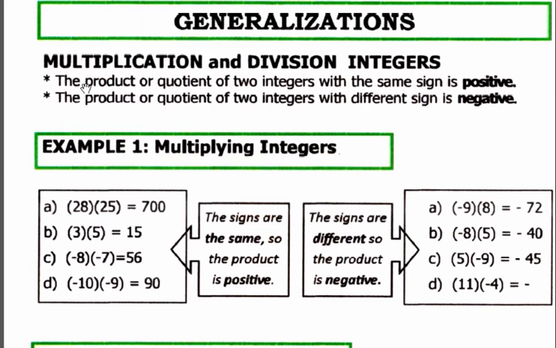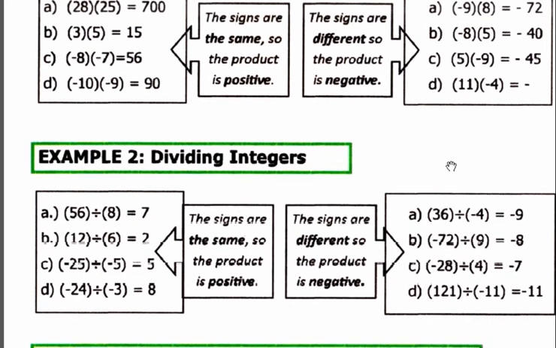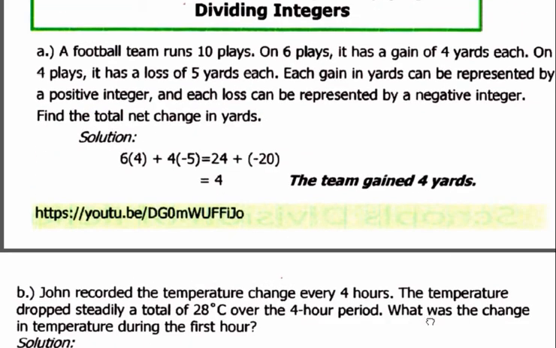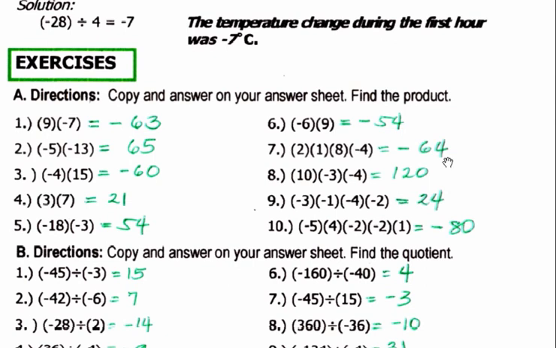The first one says here, the product or quotient of two integers with the same sign is always positive. And the second one, the product or quotient of two integers with different signs is negative. Several examples are given for you to study independently. And let me proceed to the exercises.